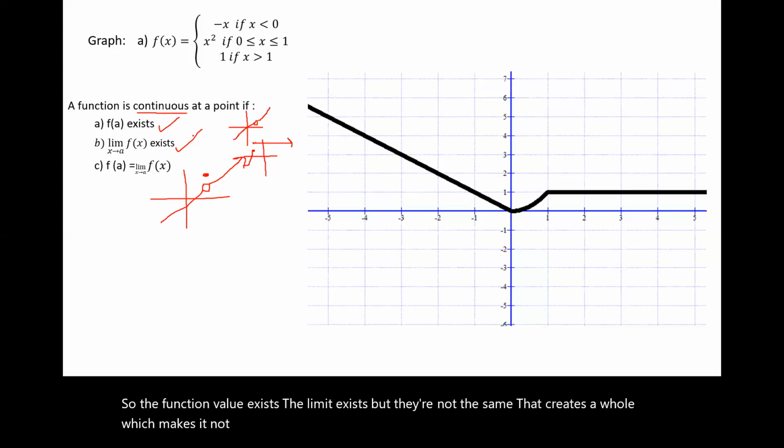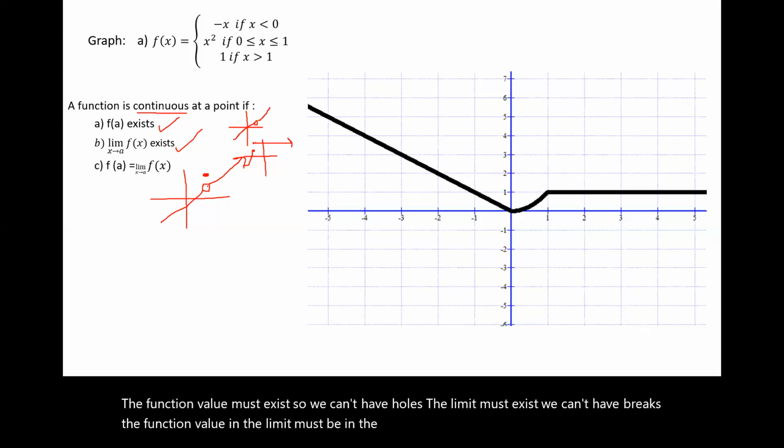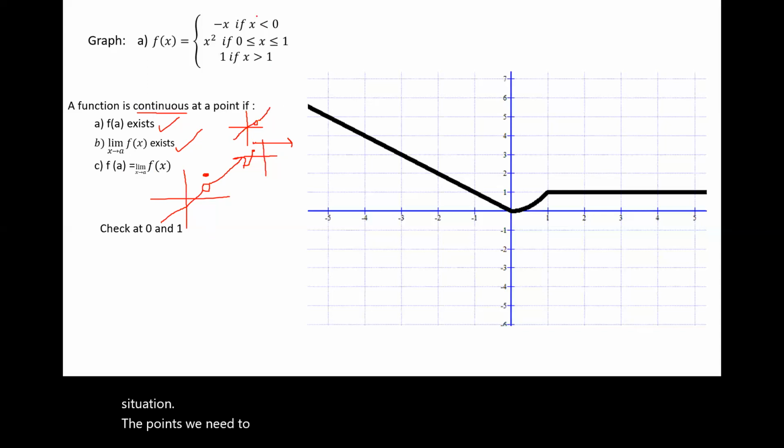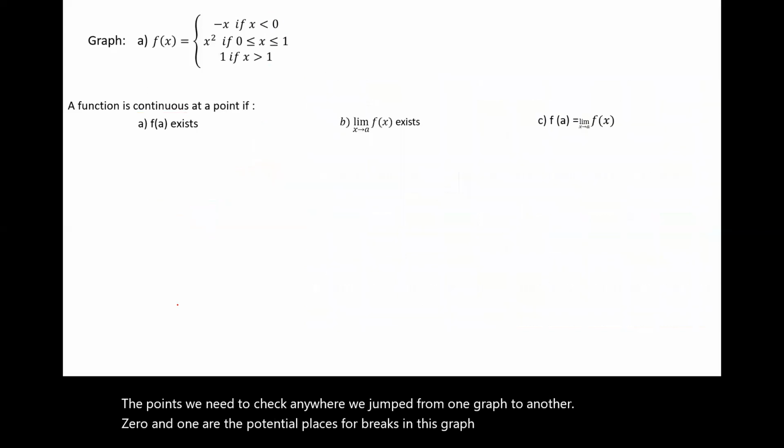So in order to be continuous, the function value must exist, so we can't have holes. The limit must exist, we can't have breaks. The function value and the limit must be in the same place, so we don't have this situation. The points we need to check are anywhere we jumped from one graph to another. So 0 and 1 are the potential places for breaks in this graph. Let's talk about how we check.